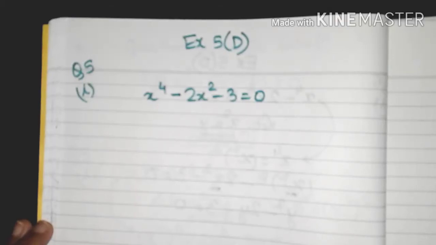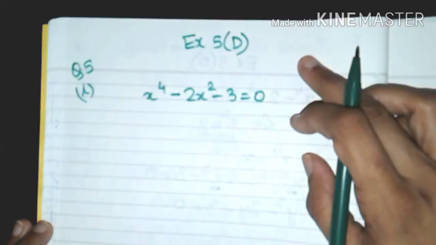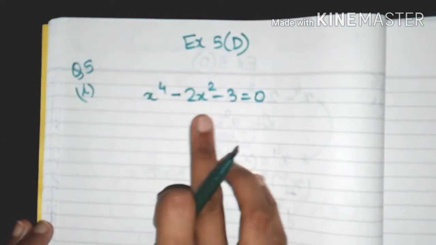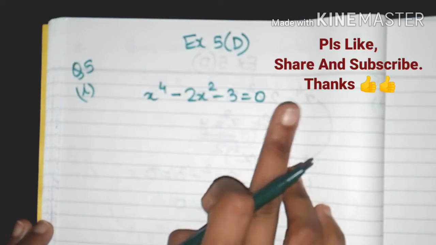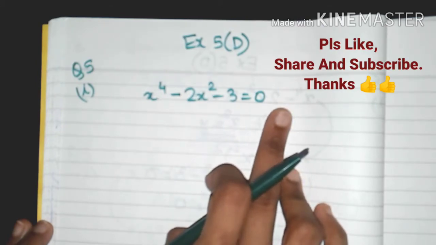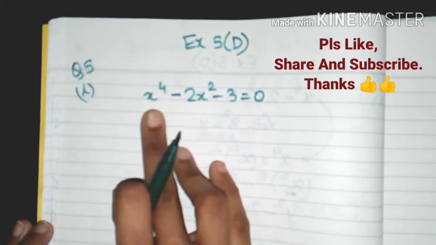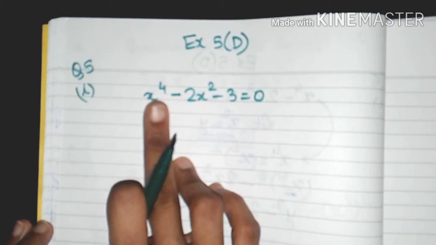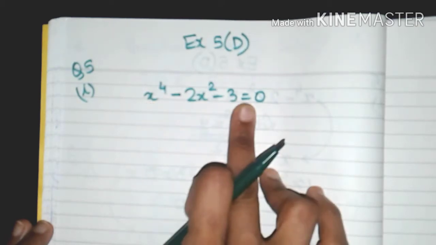So let's start with question number 5 of exercise 5D. Please copy down this equation, x raised to 4 minus 2x square minus 3 is equal to 0. Friends, as you may have observed, this is not a quadratic equation because the power of x is 4, whereas a quadratic equation has maximum power as 2. So this is definitely not quadratic.